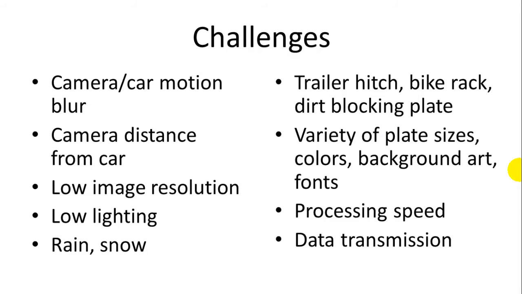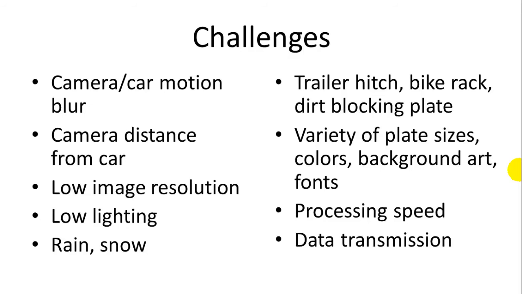Now, there are a lot of technical challenges in automated license plate recognition. First, either the camera or the car or both may be in motion. So there could be motion blur, which is usually countered by using very high shutter speeds on the camera. The camera distance from a car may be a problem. Low image resolution can be a problem. Low lighting is often a problem, especially when shooting pictures at night of cars. And this is usually countered by using infrared technology.